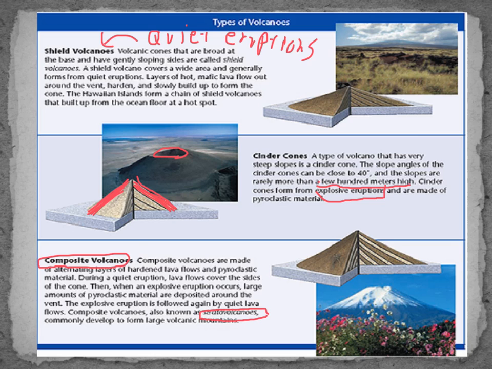And as we'll see in the Krakatoa movie, Krakatoa was a stratovolcano, as well as Mount St. Helens is a stratovolcano. It has these alternating patterns of quiet and explosive eruptions.